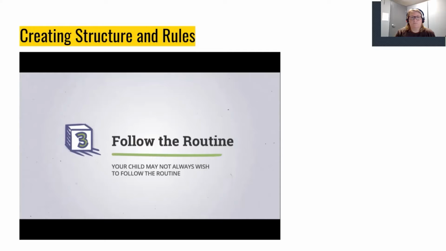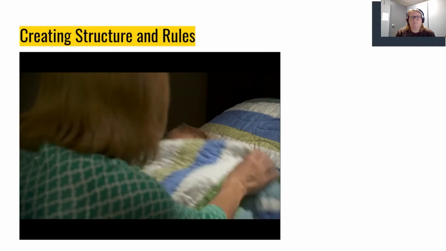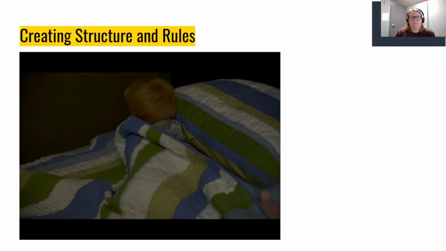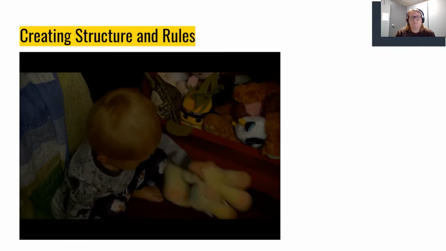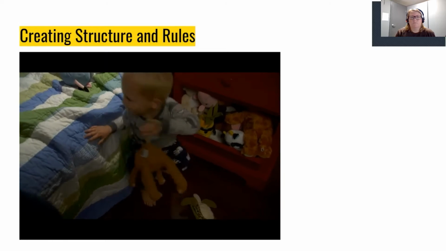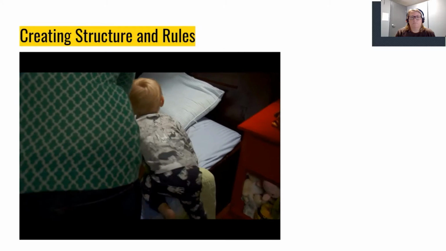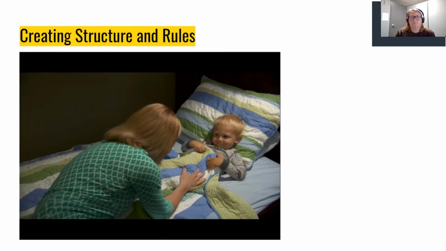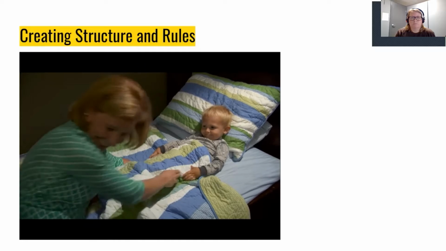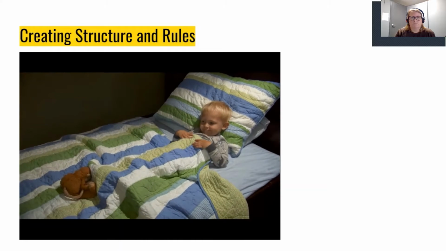Step 3. Follow the routine. Your child may not always want to follow the routine, especially when it means ending playtime or going to bed. It may also be difficult for you as a parent to always follow the routine. It may be harder when you are tired or stressed. Whenever possible, stick to the routine. This will help your child know what you want and do what you ask.